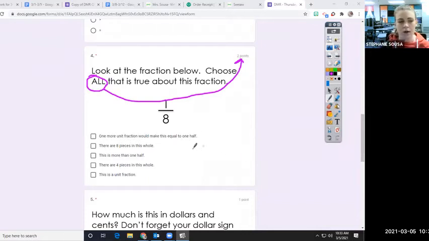Our fraction is 1/8. One more unit fraction would make this 1/2, false. There are 8 pieces in this whole, true. Our denominator tells us that. This is more than 1/2, false. There are 4 pieces in this whole, false. This is a unit fraction, true. Unit fraction is 1 part. Any questions on that?